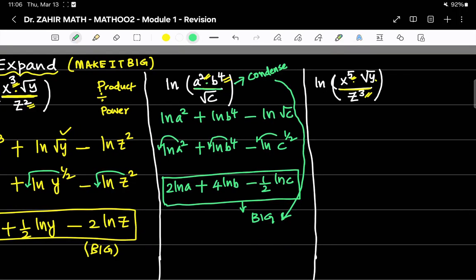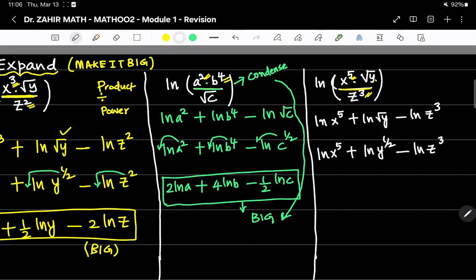The next question we are going to do with the same idea. There is a product, there is a divide. So ln x power 5 plus ln square root of y minus ln z power 3. So ln x power 5 plus y to the power of half minus ln z power 3. Now taking this power down, power down, power down: 5 ln x plus 1 by 2 ln y minus 3 ln z.